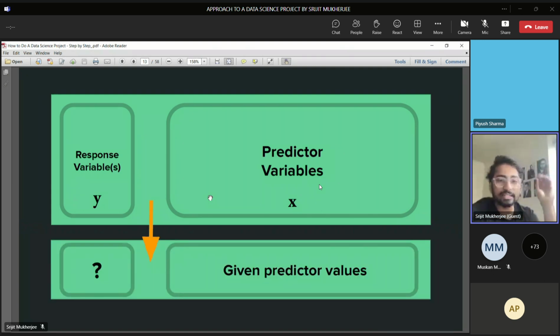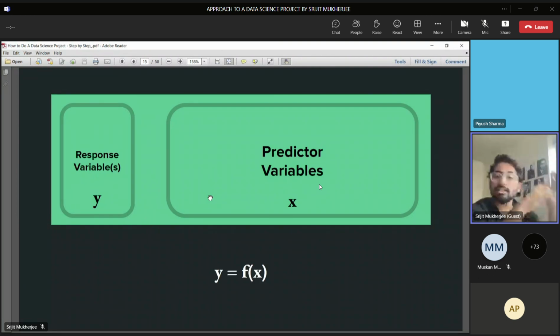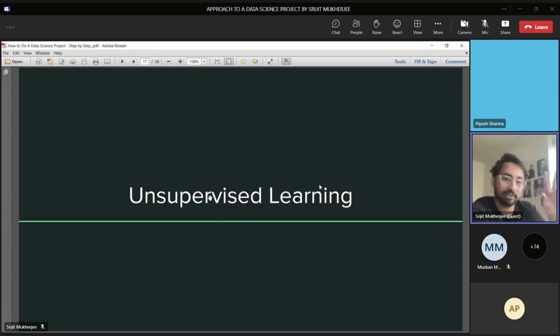Your goal is to understand, given a set of predictor variables, what the new response variable should be. Rather, you can also ask it this way: given this y and x, can you find a function which calibrates this X and Y together, which tells a relationship between this X and Y? Hence the goal is to find an F in an approximate manner. I will tell you examples of this after telling you what unsupervised learning is.